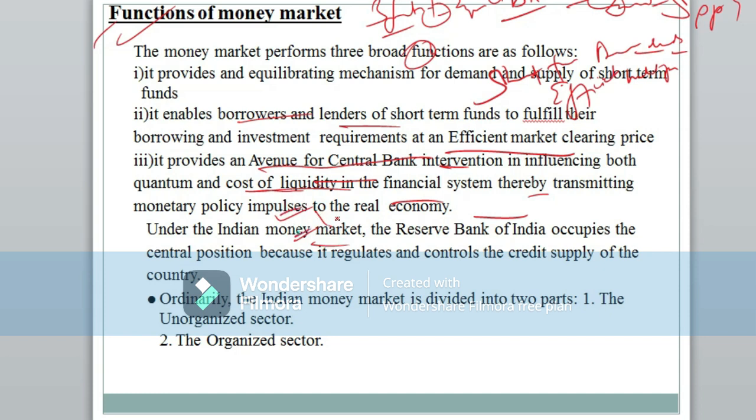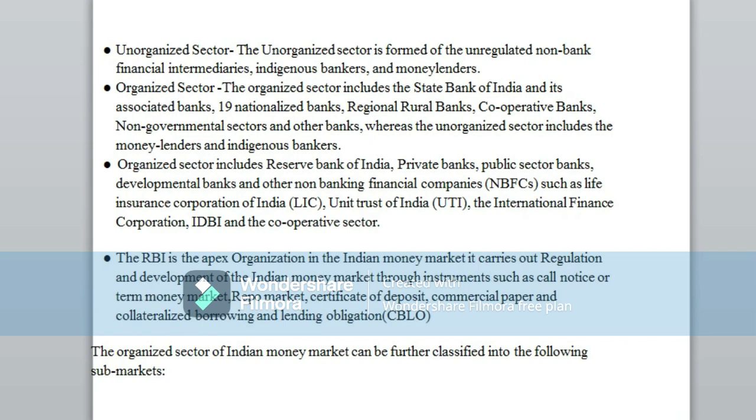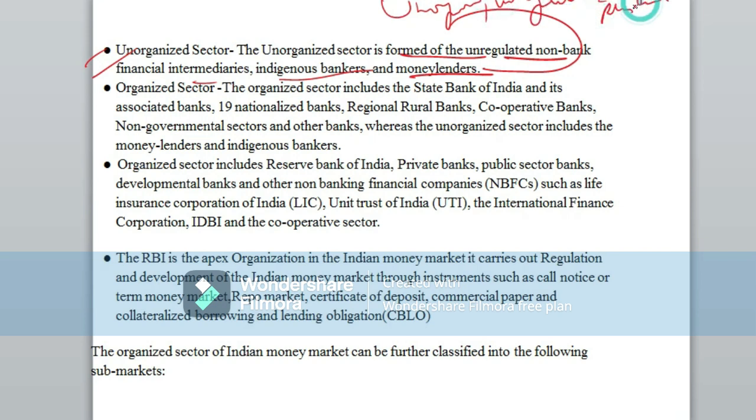Now, the Indian money market is divided into two parts. First, the organized sector; second, the unorganized sector. थोड़ा detail में जानते हैं कि unorganized sector क्या है. The unorganized sector is the informal sector: unregulated non-bank financial intermediaries, indigenous bankers and money lenders working together in an unregulated manner without the application of any rules or laws over it.